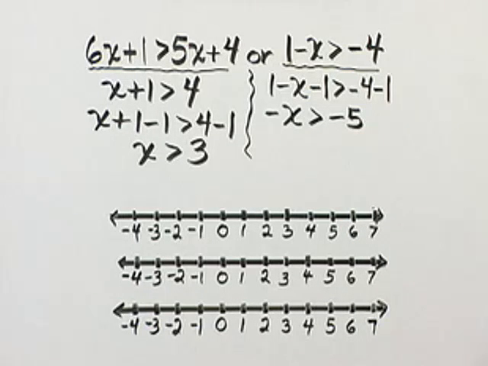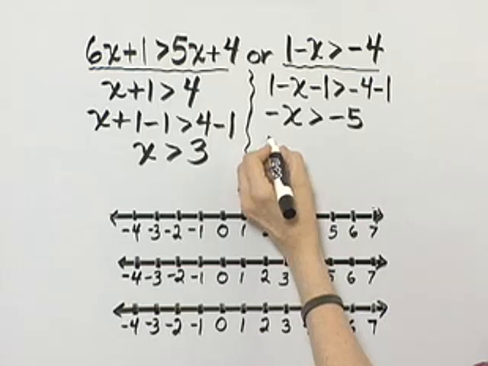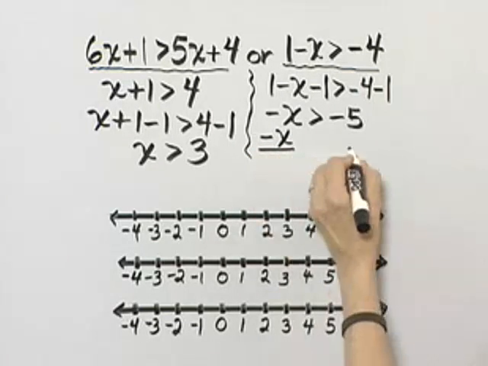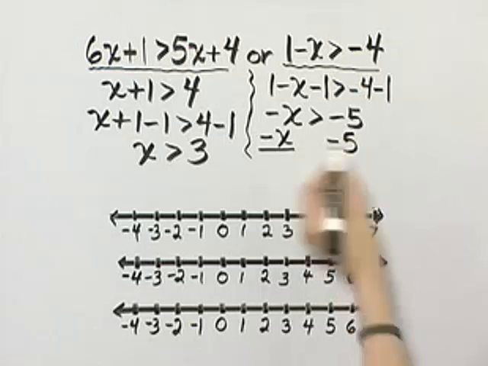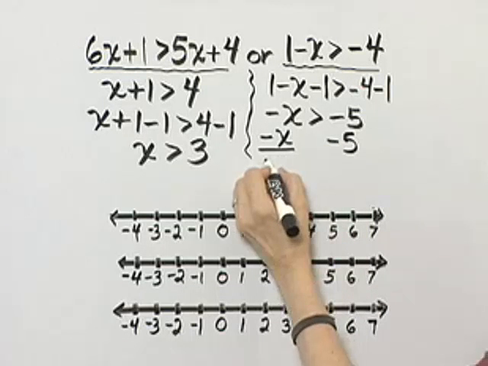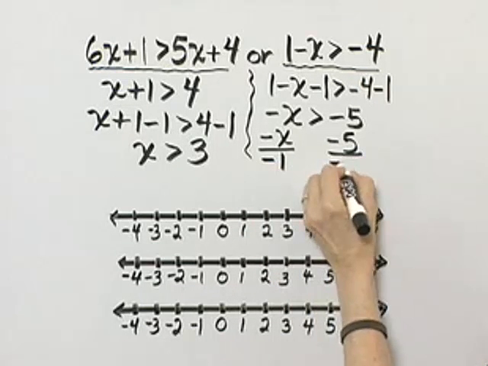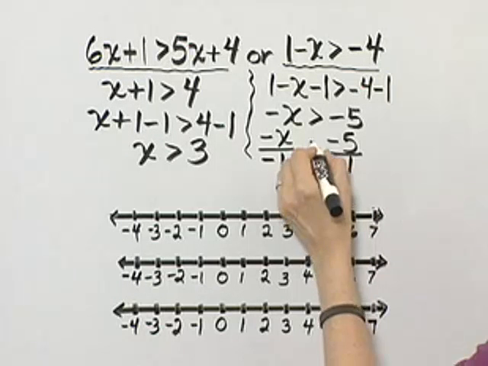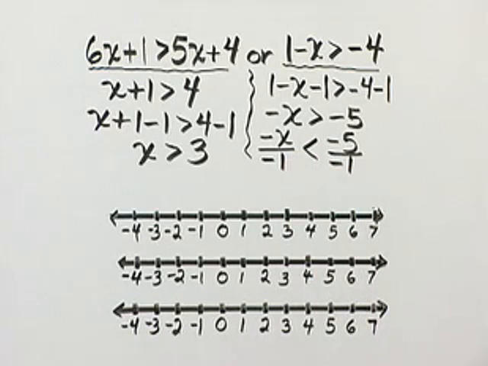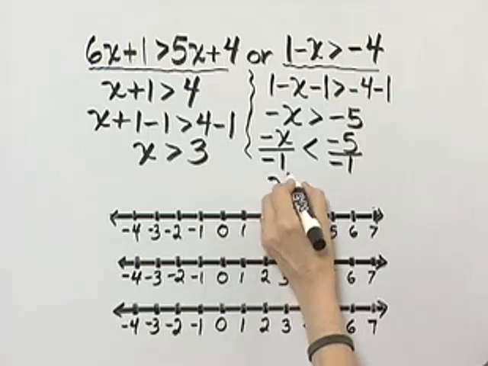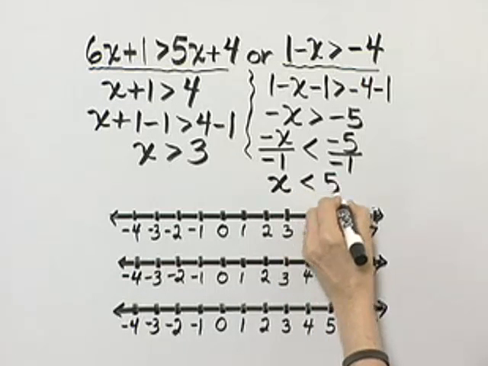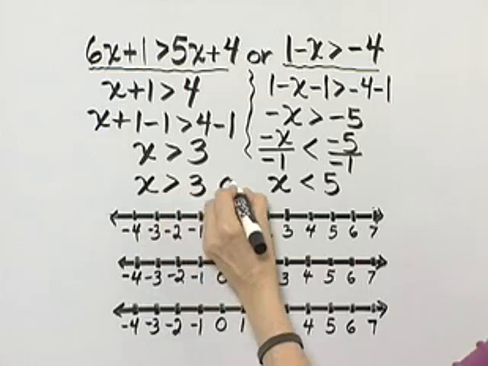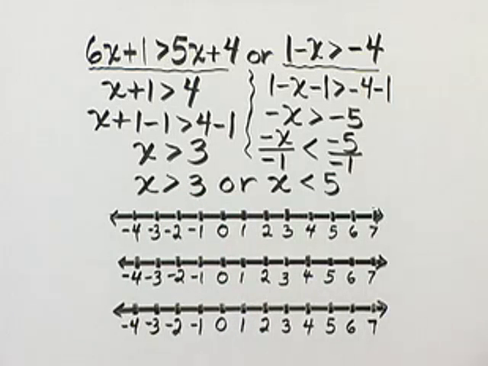So how do I finish solving? I'll take the negative x, and I will divide by the coefficient of negative x, which is negative 1. So divide by negative 1, divide by negative 1. Since I'm dividing by a negative number, I will reverse the direction of this inequality sign, and I have x is less than 5. So we have x greater than 3, or x less than 5.